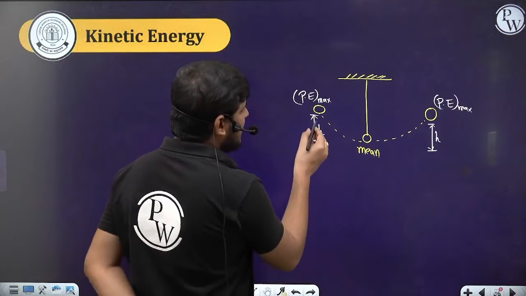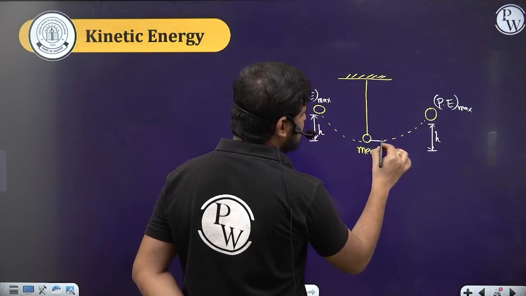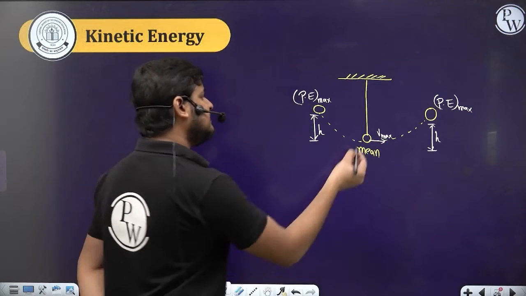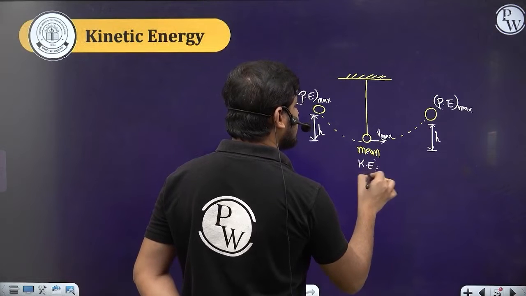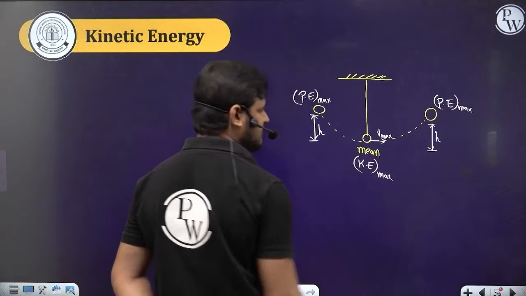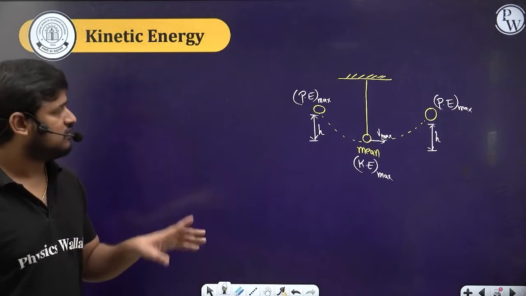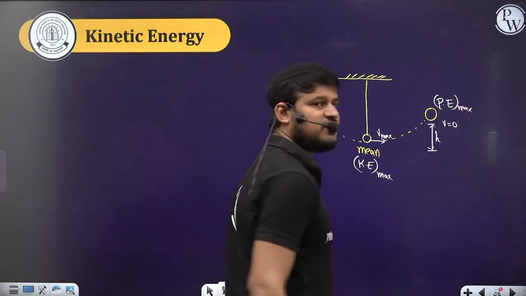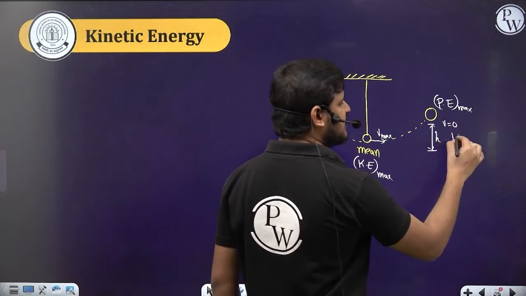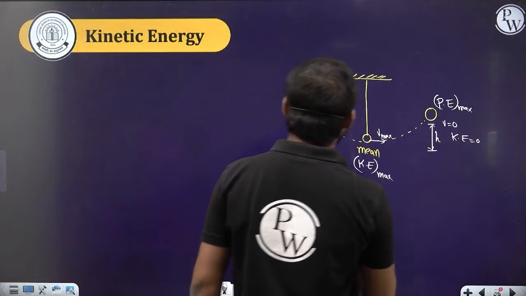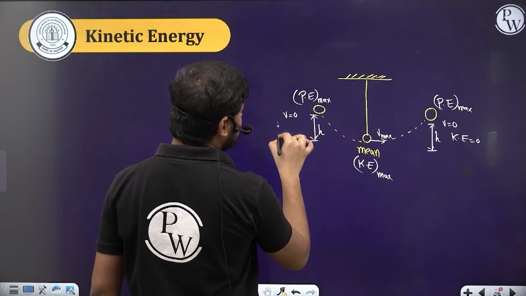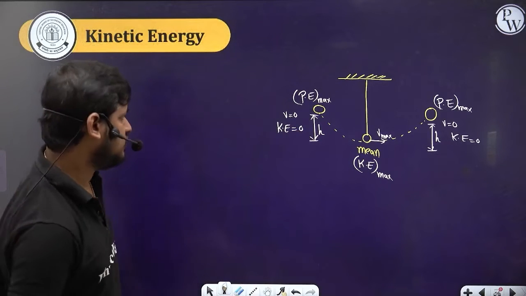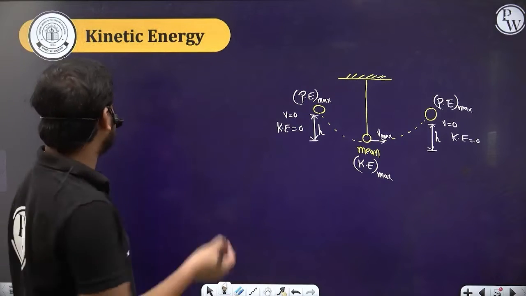When the particle is coming from here to here, it possesses the maximum velocity, v max. So at the mean position, the particle has maximum kinetic energy. First understand the concept, then we'll go for the equations. At the right extreme position, the velocity becomes 0, so the kinetic energy becomes 0. At the left extreme also the velocity becomes 0, so the kinetic energy becomes 0. Now let's go for the equations of kinetic energy and potential energy.